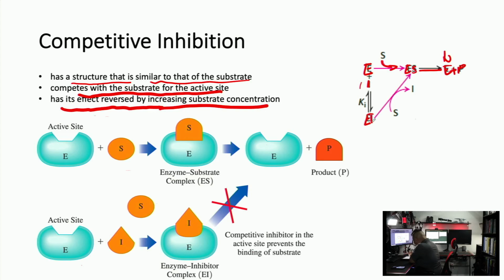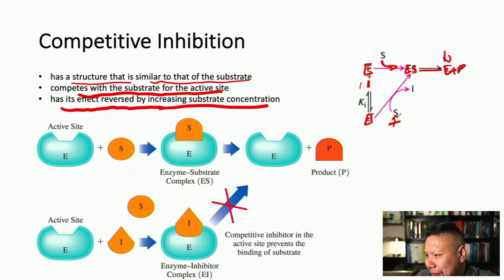But interestingly, in competitive inhibition, if I add more substrate right here, you can actually displace the inhibitor. And then I end up with the enzyme substrate complex again, and I'll get the product anyway, right? So that's actually a principle of Le Chatelier's, if you recall Le Chatelier's principle. You increase the substrate so that you get more of the product, so much that it overwhelms the concentration of the inhibitor, right?